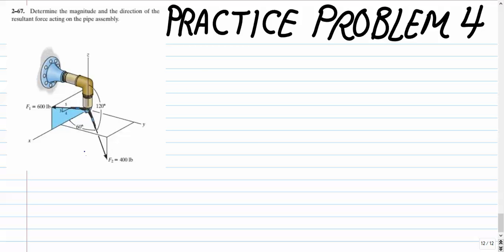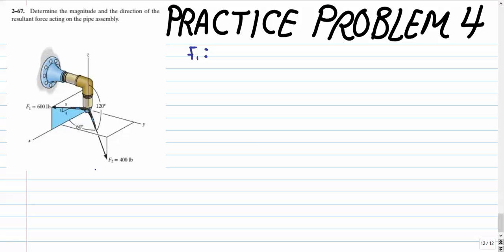So in order to add these two forces, we will need to add their respective components in each direction, the x, the y, and the z direction. And to do that, we will first need to find the components along each direction. So let's write these two vectors first in their Cartesian forms so that we can add their components in each direction. So let's start with F1.